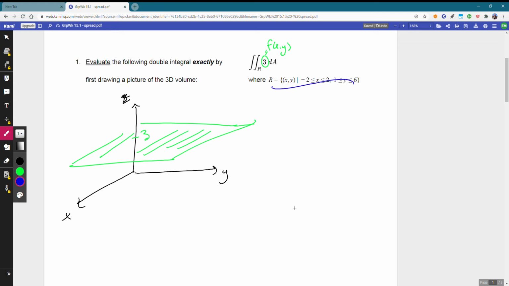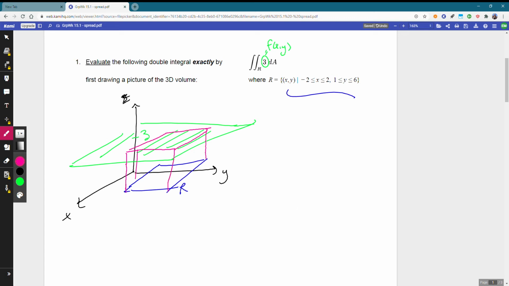And what about our rectangle over here? X's from -2 to 2, y's from 1 to 6. So it's going to look something like this. And so here's our rectangle R. And indeed, looking at the volume bounded, we come up to our graph. And the volume that we're grabbing is actually just the volume of a perfect box.